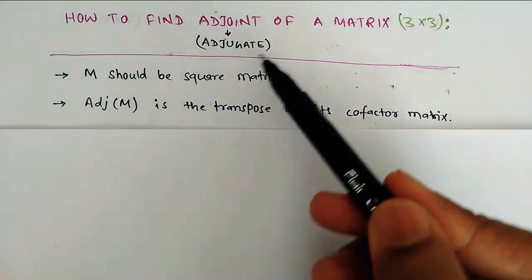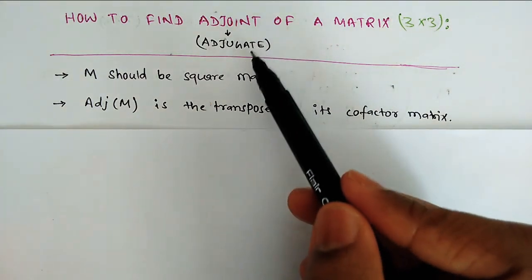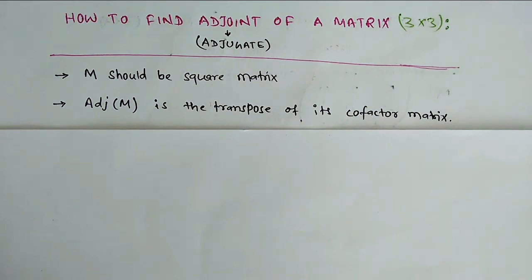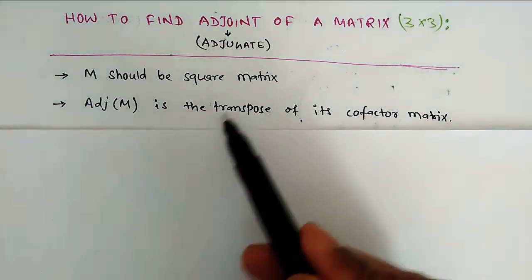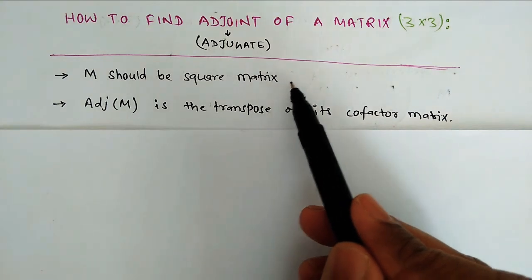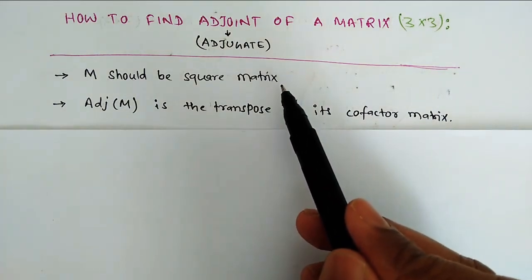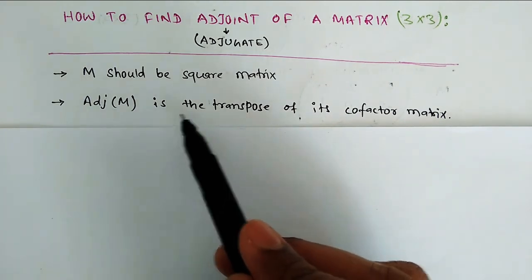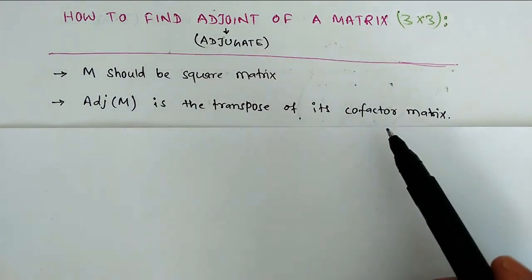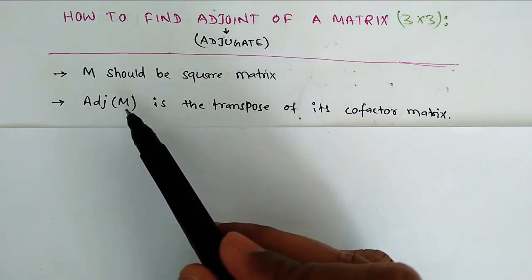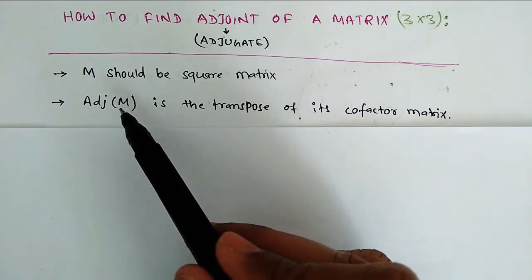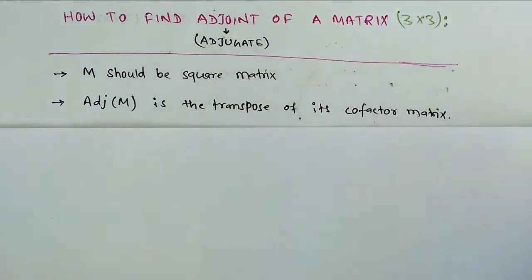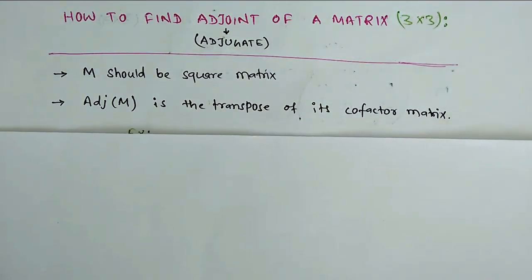So let's start the concept of adjoint matrix. Adjoint is also called adjugate. First very important point related to the adjoint concept: the matrix should be a square matrix. It means that the number of rows and the number of columns must be equal. The definition of adjoint matrix is, it is the transpose of the cofactor matrix. Suppose M is a matrix, so first you have to find the cofactor matrix of M, then the adjoint of M is nothing but the cofactor matrix transpose, or the transpose of the cofactor matrix.